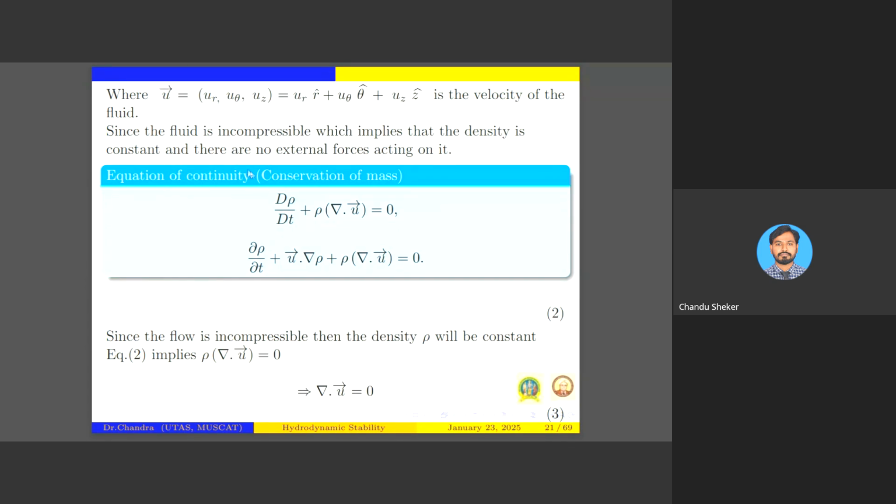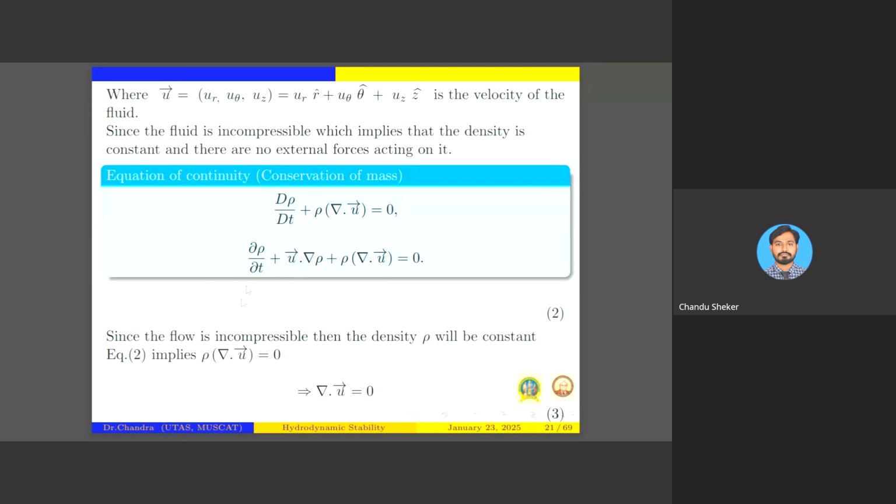Now the equation of continuity, conservation of mass, that is dou rho by dou t plus rho into del dot u bar equal to 0. Since the fluid is incompressible, and incompressible fluids are those in which the density is constant, here the density rho is constant. If rho is constant, dou rho by dou t becomes 0. So from the equation of continuity we get only one term, rho del dot u bar equal to 0.